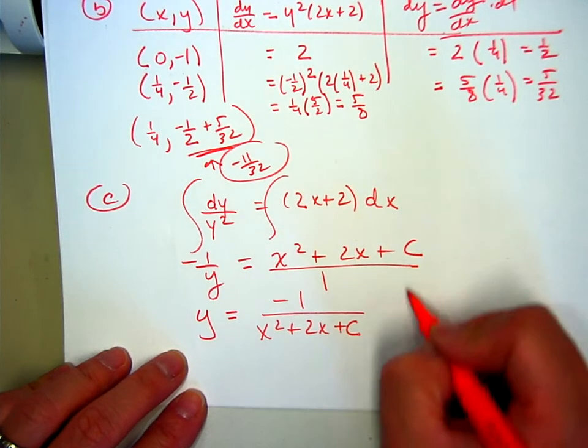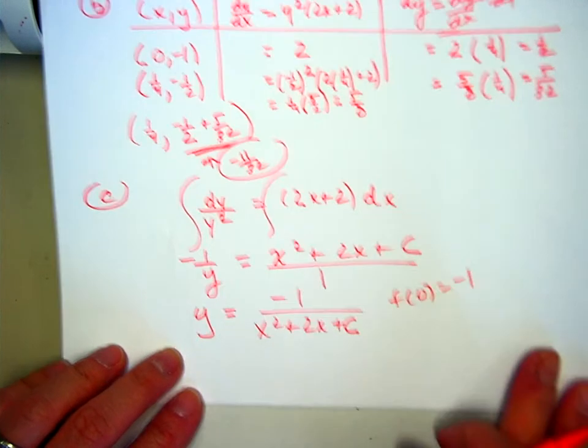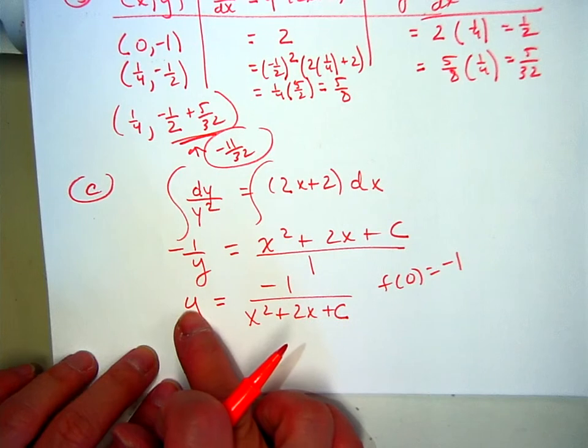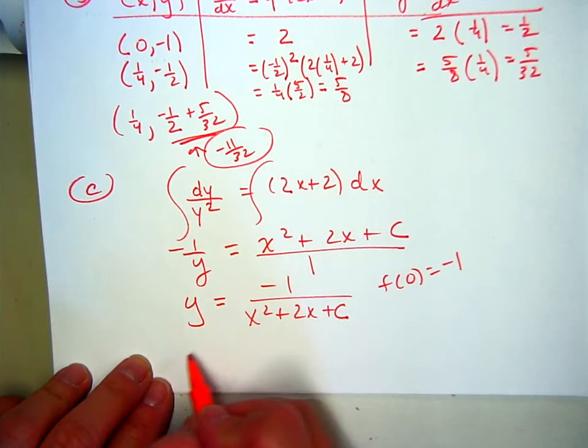Okay, they tell you f of 0 is equal to -1, so if I plug in 0 for x and -1 for y, I know c has to be 1, so this is my equation.